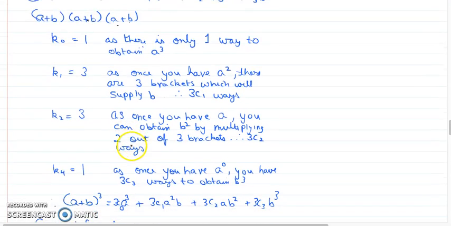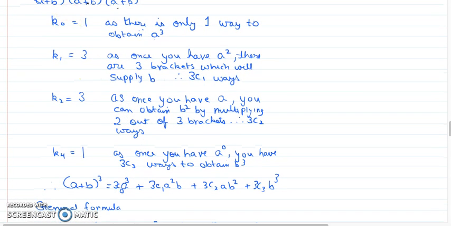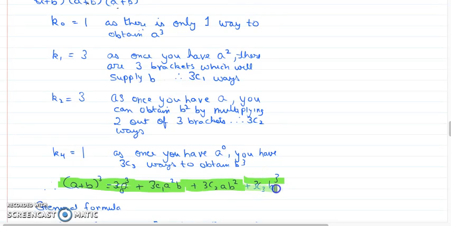So if I compress this to a general formula, I can write it as (a plus b) whole cube is 3C0 a cube plus 3C1 a square b plus 3C2 a b square plus 3C3 b cube. Just notice the trend here. You start from 3C0 and the numbers are going up till 3C3. 3C0, 3C1, 3C2, 3C3, and the number here is 3. So that gives you a trend.